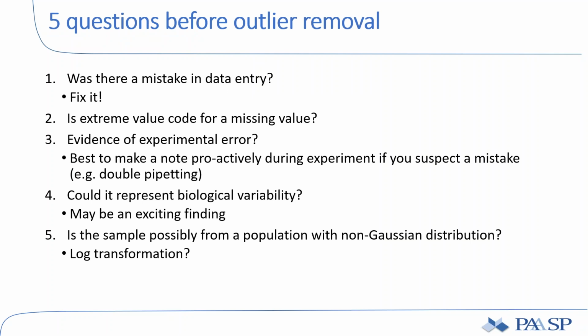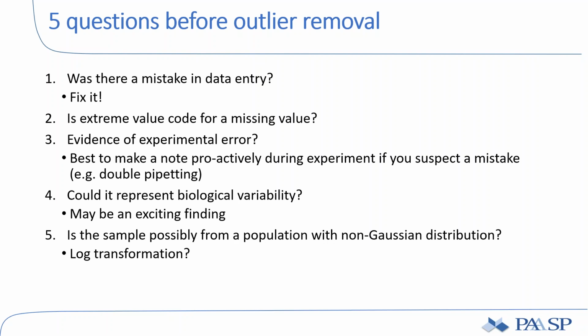What should you do before removing outliers? Well, ask yourself, was there possibly a mistake in data entry? If so, fix it. However, to not correct one bias with another, if you check for mistakes in data entry, do not only check the suspicious value, check all values. Is the extreme value code for a missing value? Some older software coded missing value as 0 or as like 9999 or something like that.